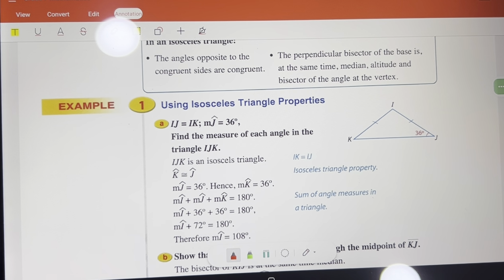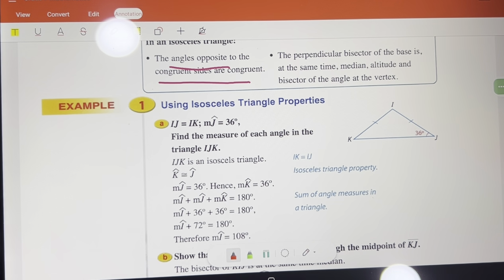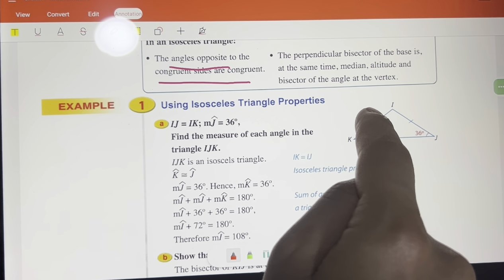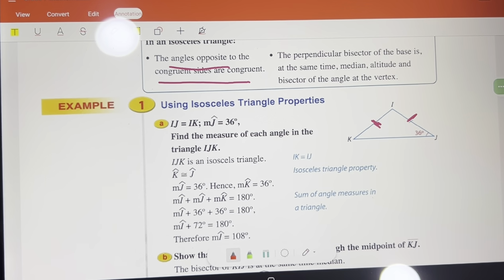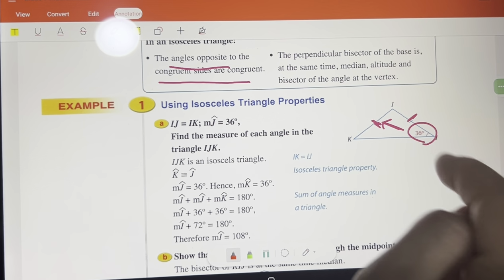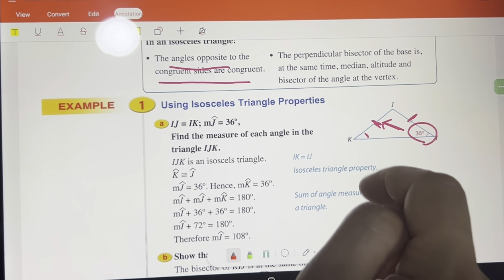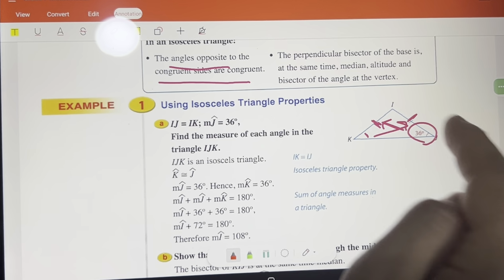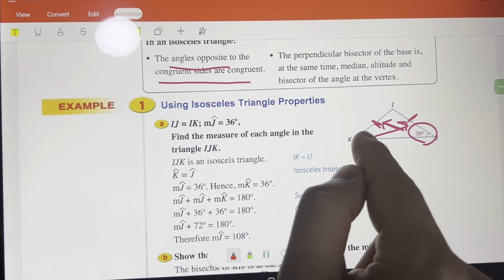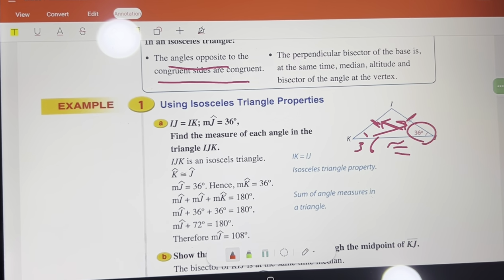So in an isosceles triangle, the angles opposite to the congruent sides will also be congruent. What does that mean? I have this side and this one, they're congruent to each other, so for sure this is an isosceles triangle. This angle here that's opposite to the congruent side is 36. Now I'm asking what will angle IKJ be? I take a look at it, it's opposite to the congruent side. Also, it will be 36 because they will be congruent to each other.